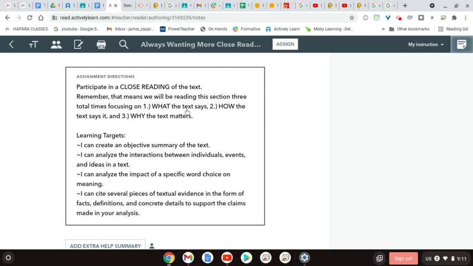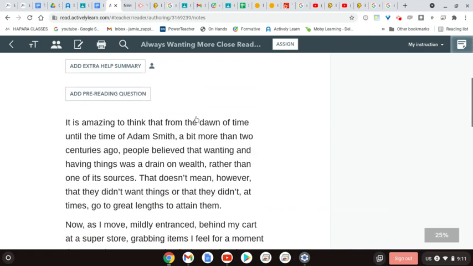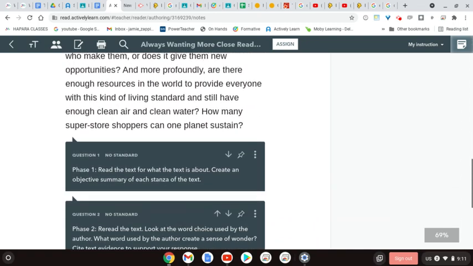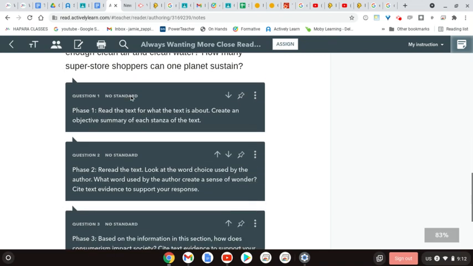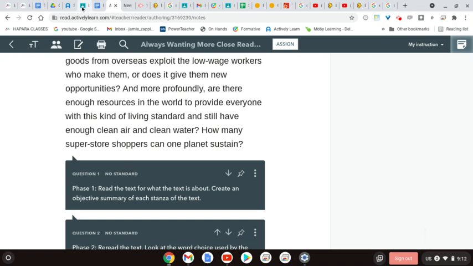First phase as we read this section is for what the text says. So this section is 2 paragraphs in length. So your first phase, you're going to read through it and then create an objective summary of the text for each paragraph. So make sure you're creating a summary for each paragraph.